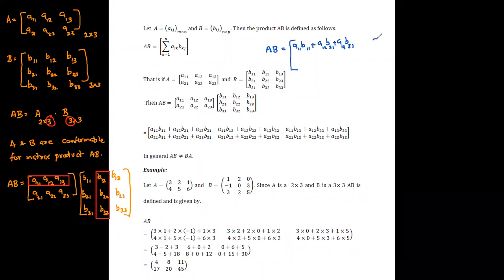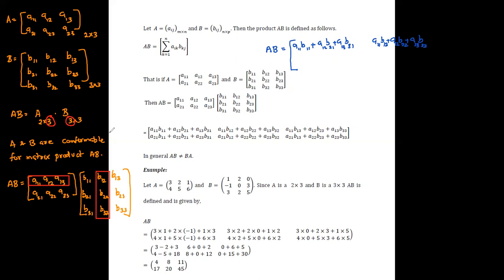Here, this would be A11 with B12 plus A12 with B22 plus A13 with B32.